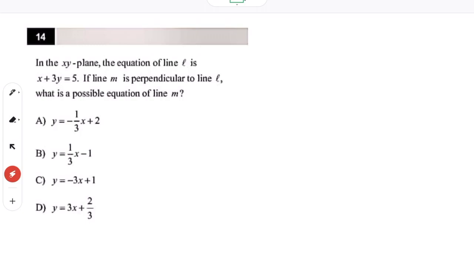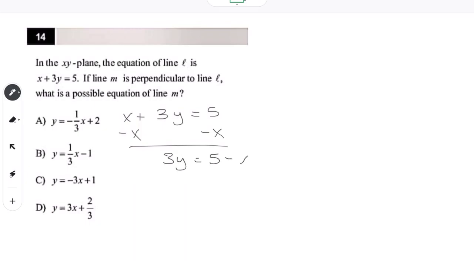For this equation, first we want to put this into slope-intercept form. So we have x plus 3y is equal to 5. Subtract x from both sides, and we get 3y is equal to 5 minus x. Now we divide both sides by 3 to get y is equal to 5 over 3 minus x over 3, which is y is equal to 5/3 minus 1/3 x.